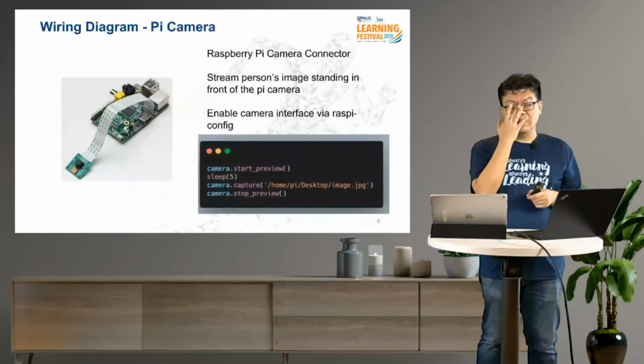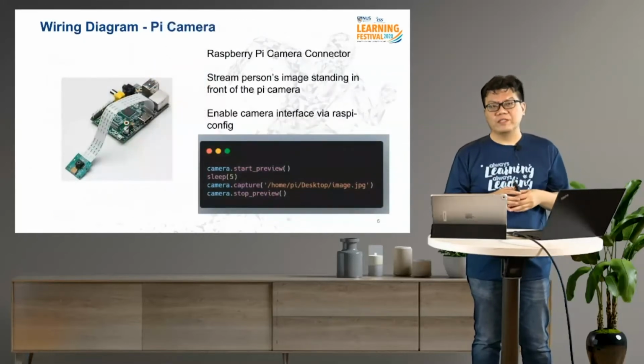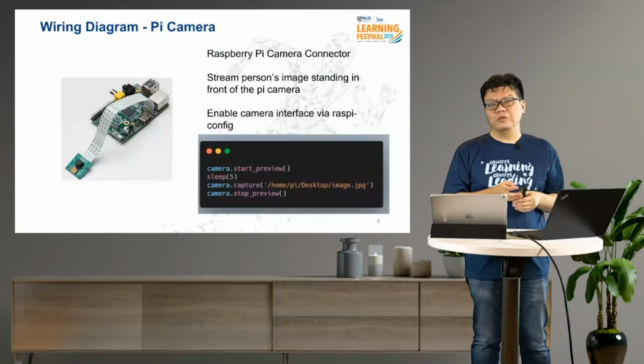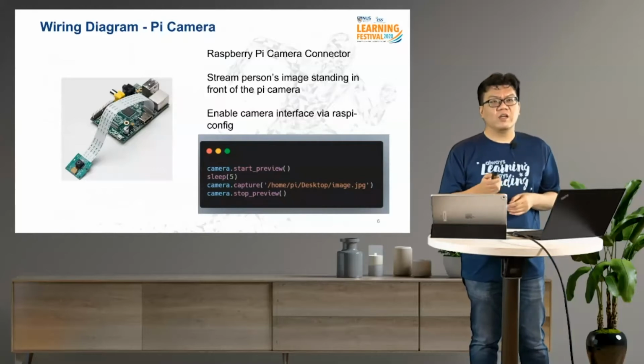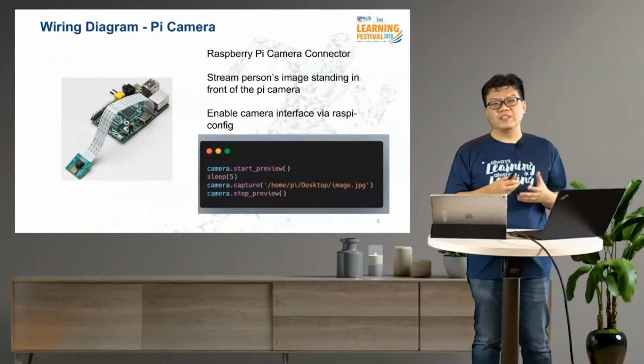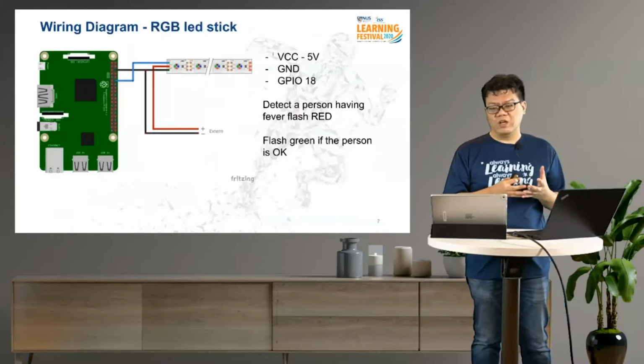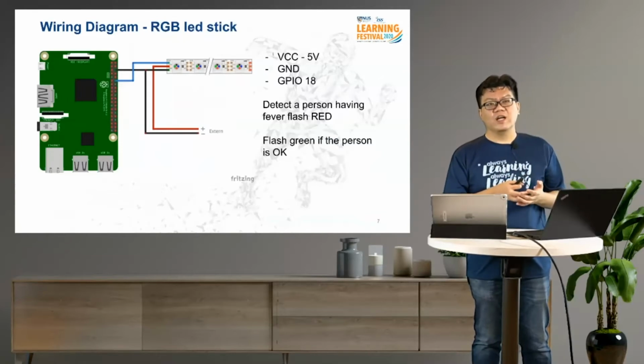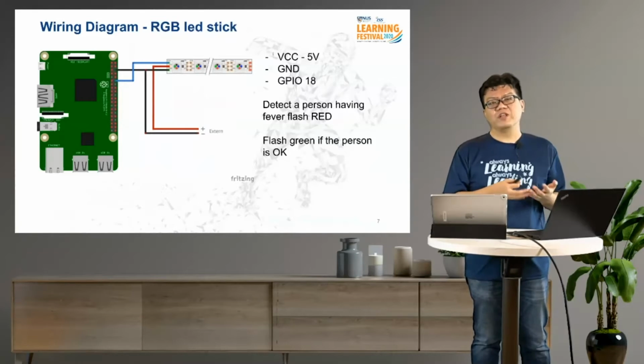So then you need a Pi camera. The Pi camera will basically be used as an input to capture the human's face and subsequently send it to the TPU, which is for the detection of the face and the face mask. The inference. And you need to hook up an RGB LED. So whenever there's a person standing in front, having a fever or not having a fever, the device will blink green or red.